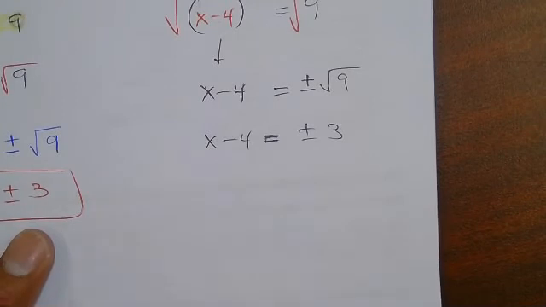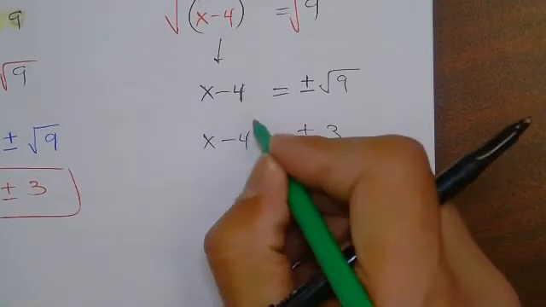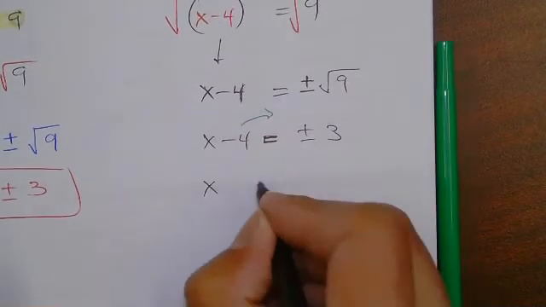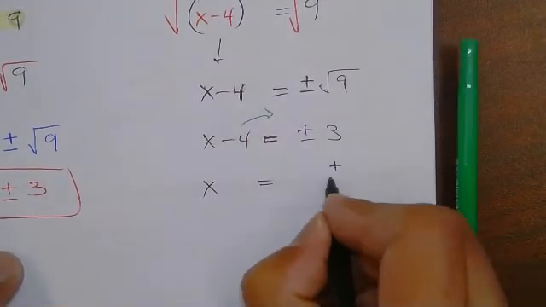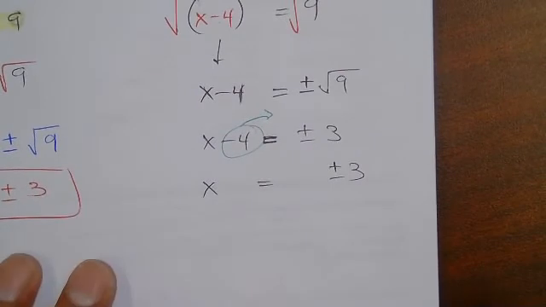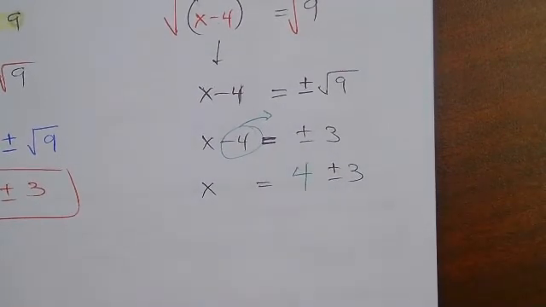Anybody have an idea what I need to do to solve for x? You got to move this over to the other side. So it's going to be x is equal to, now you already have the plus minus 3 right here. What is this going to be when you move it over to the other side? 4.